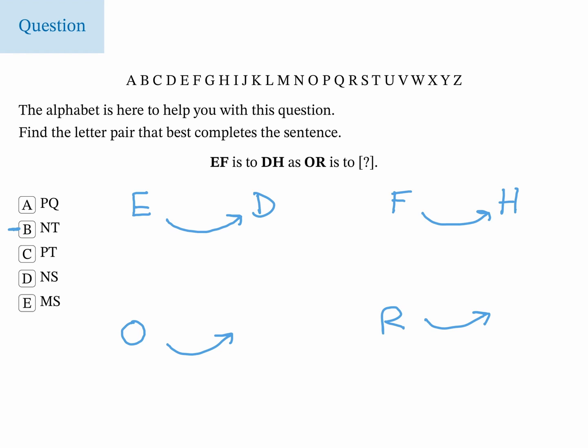So how do we get from E to D? Well, very simply, if we start at E, we move backwards through the alphabet by one letter. So to get from E to D, we go backwards one letter. Okay, what about F to H? Well, again, if we start at the letter F, to get to the letter H, we shift forward through the alphabet by 2 letters.